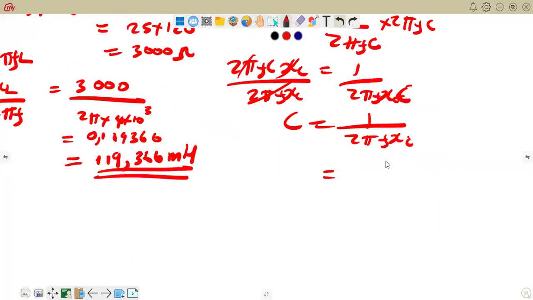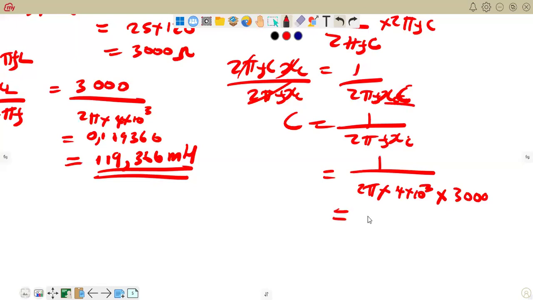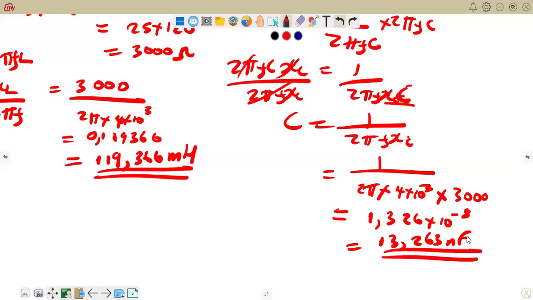XC we have made means we can now substitute into the formula 1 over 2 pi F, the frequency we have, it is 4,000. So that's 4 times 10, which is our capacitive reactance. Why? Because it is equal to the inductive reactance. And that is giving us 1,326 times 10 to the power of -8, which is the same as 13,263 nanofarads. That's what has happened there. Remember, the unit measurement for capacitance is farads, which means we have arrived. That marks our answer there, right?